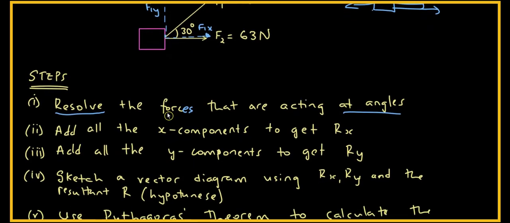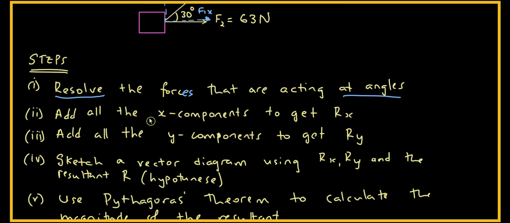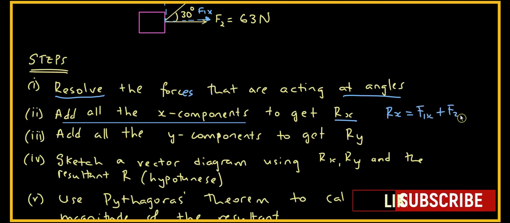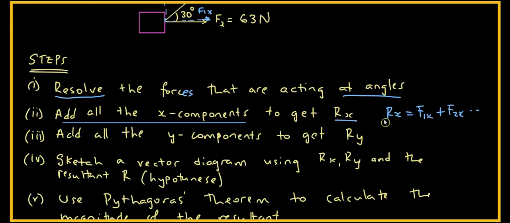Right. Now the next step after resolving your forces, you have to add all the x components. So you combine all the x components to get what's called Rx. So you would say Rx would be equal to force 1x plus force 2x plus F3x, things like that. So all the x components, you add them together, you get your Rx. Step number 3 is to add all the y components to get what's called Ry. So the way you get Ry is by adding all the vertical components, F1y plus F2y, depending on the number of forces that you're having.